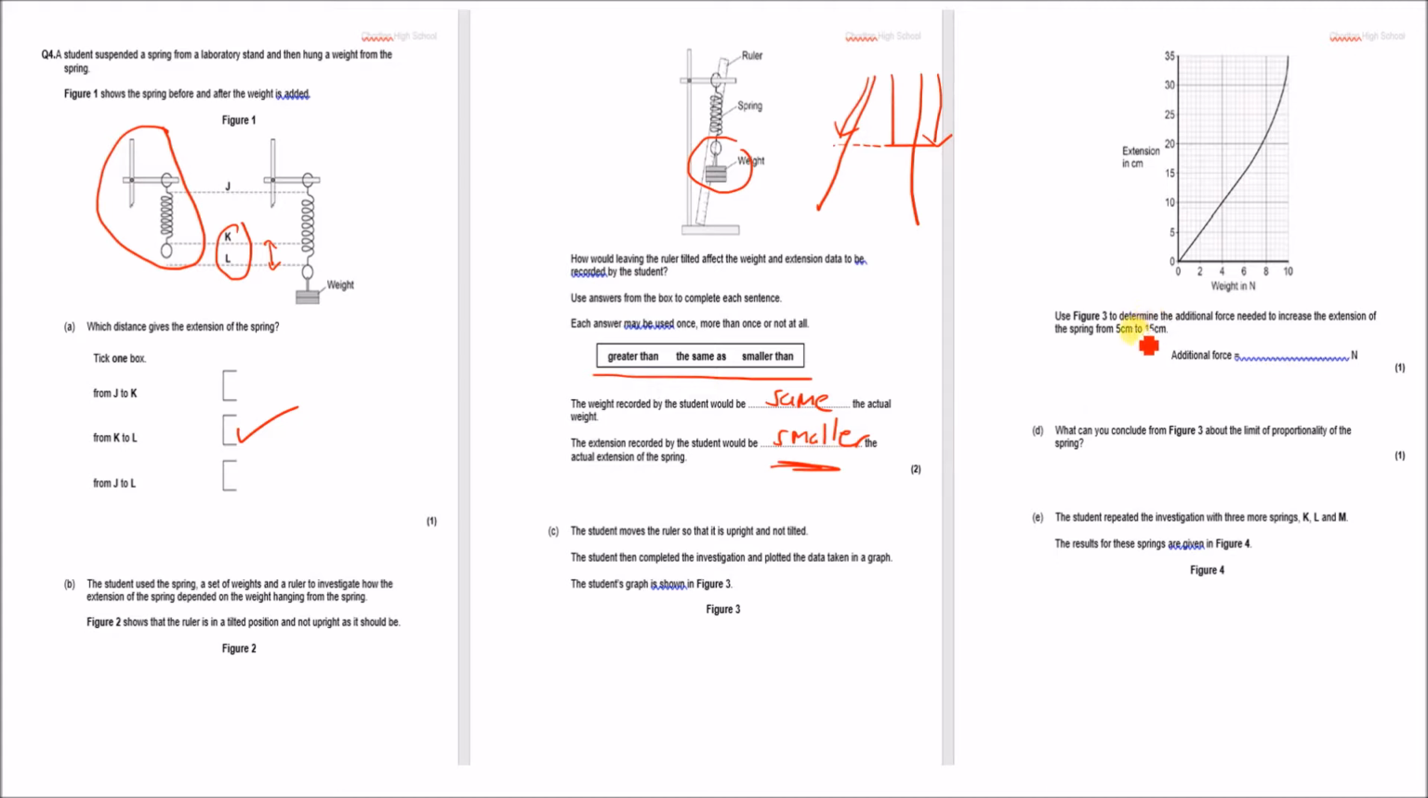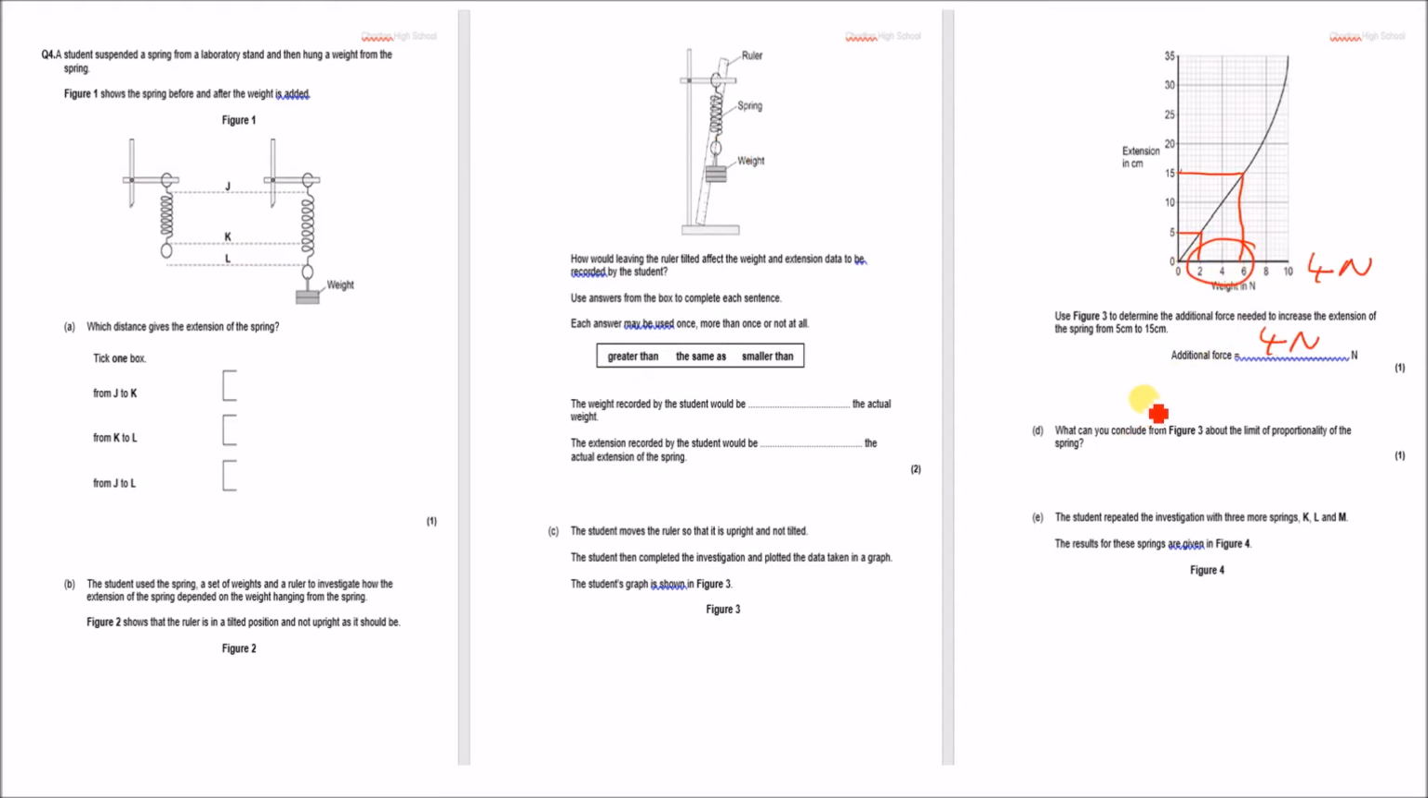Okay, the next question. It says use figure 3 to determine the additional force needed to increase the extension of the spring from 5 centimeters to 15. So we've got an extension from 5 to 15. So we go across and we go down. You can see that is 2. And if we go down from that point, you can see that is 6. 6 minus 2 gives us 4. So the additional force, the increase in force, is 4 newtons. That's the difference in force between those 2 points.